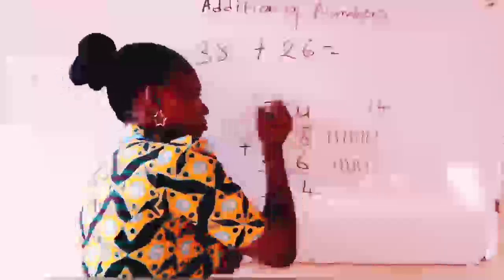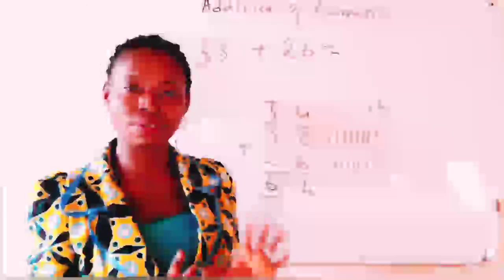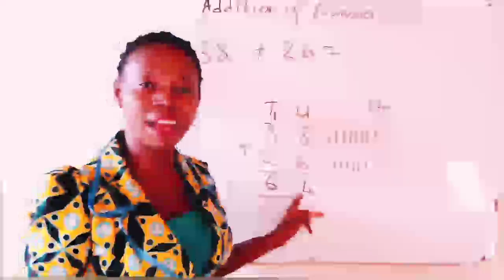So what do you do? You write only 4 units down, and you carry the 1 ten to the tens. 4 units belongs to the units. And you add 1 plus 3 plus 2. Don't forget to start with the 1 you carry. 1 plus 3 plus 2, then you count together 1, 2, 3, 4, 5, 6. Our answer becomes 64.